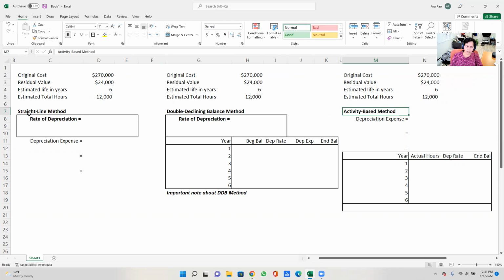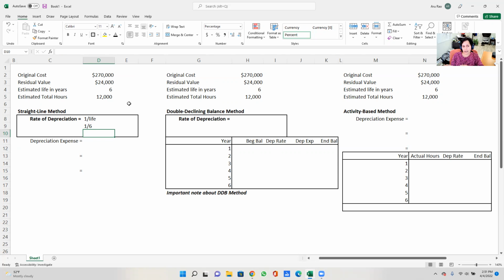So let's start with the straight line method, which is the easiest method. We calculate the rate of depreciation as 1 divided by the life of the asset. The life is 6 years. So 1 divided by 6, that's how much I'm going to depreciate each year, 1/6. So basically, whatever amount I want to depreciate, it's going to be evenly distributed over the life. It's 6 years life, so 1/6 each year.